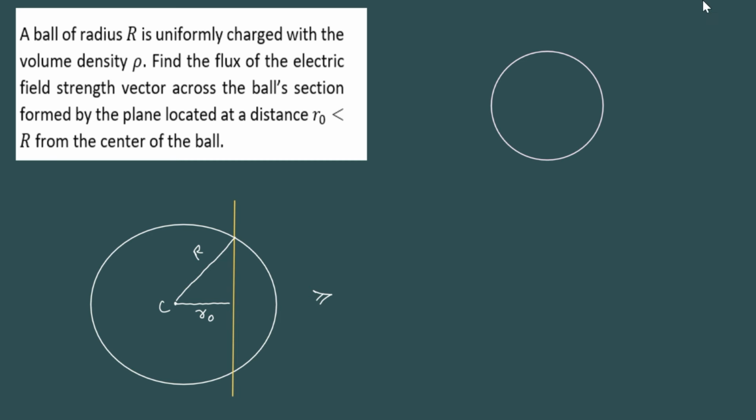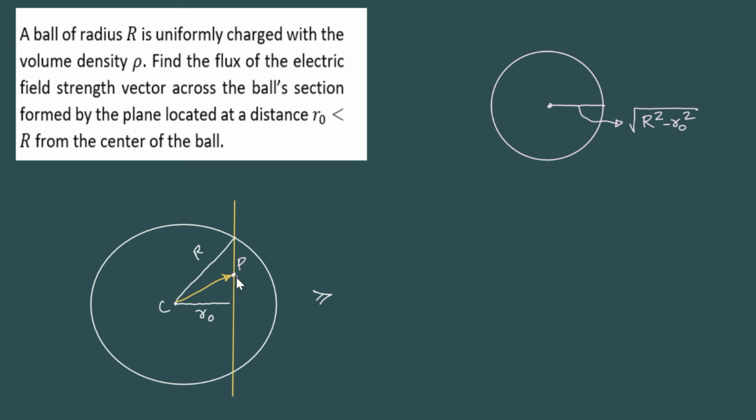So let's draw that. If you look from the left side, you will actually see a region of radius, okay, so this is r, this is r naught. So this radius will be square root of r square minus r naught square. So we are supposed to get the flux through this. Now, in order to do that, let's take a point P here, and let's calculate the electric field at this point. In order to calculate the electric field at that point, we need this distance.